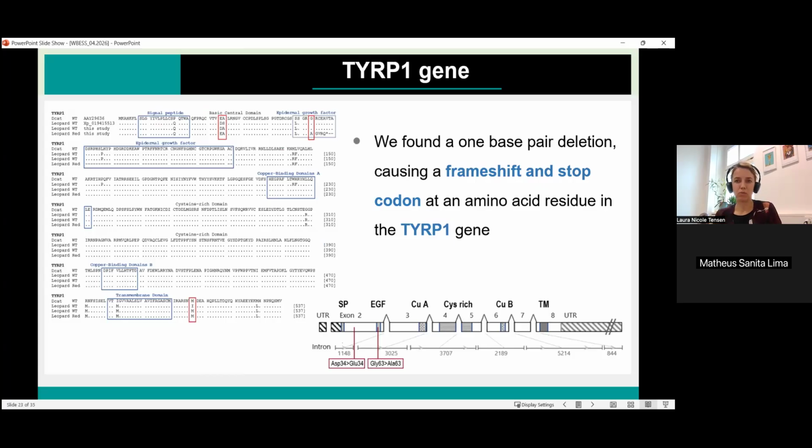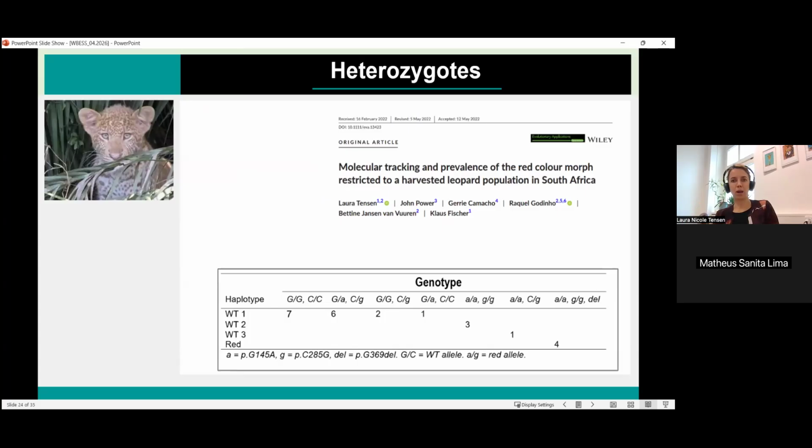So this was what we found. We sequenced 23 exons, and I think we finally got lucky at exon number 21. It was the last gene that we looked at, which is the TRP1 gene, and we found a stop codon that occurred in all 4 red leopards and nowhere else. This stop codon caused a frame shift in exon 2 of the TRP1 gene. Interestingly, this deletion occurred in homozygosity with 2 other SNPs. This is the genotype table you can see at the bottom. Like I said, the red leopard had that deletion as well as 2 SNPs that occurred in homozygosity.